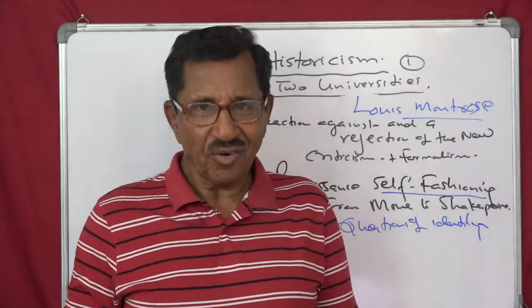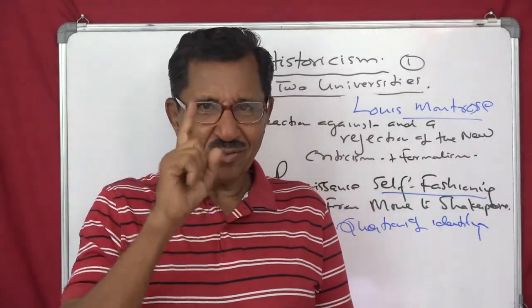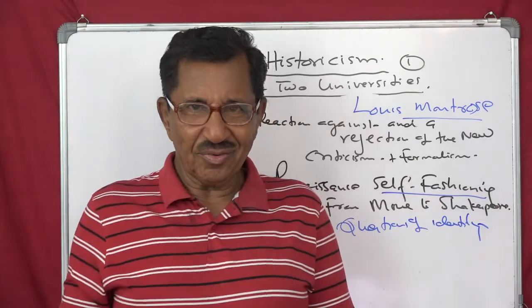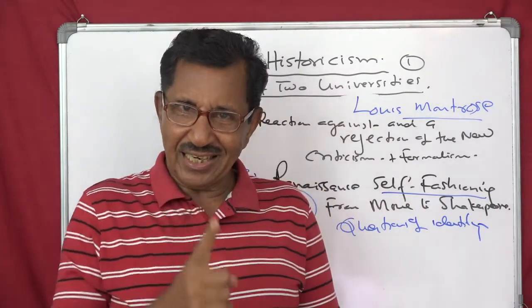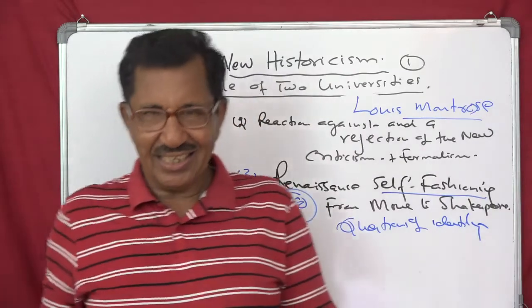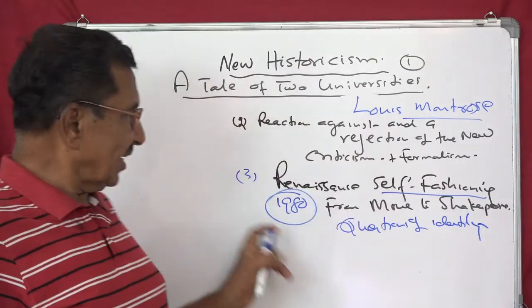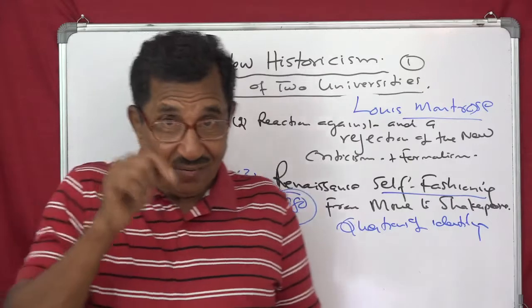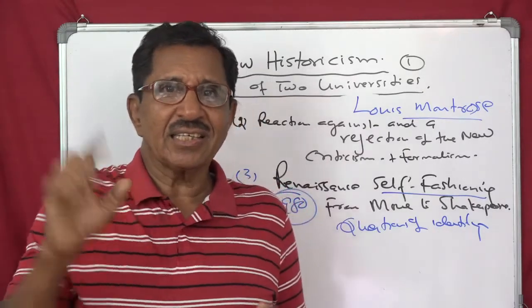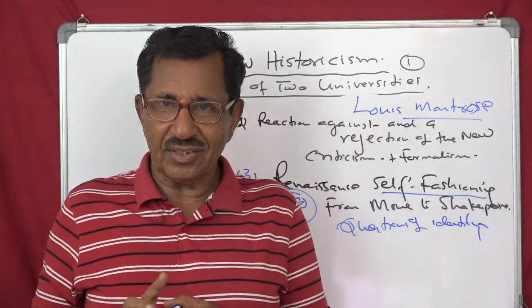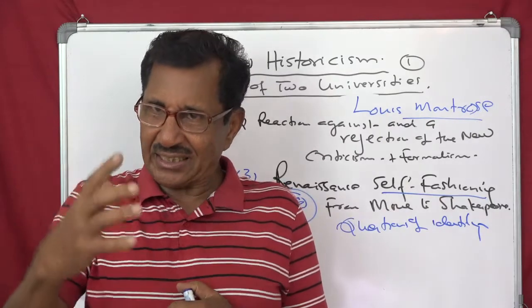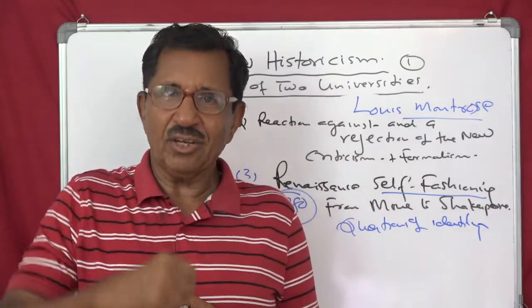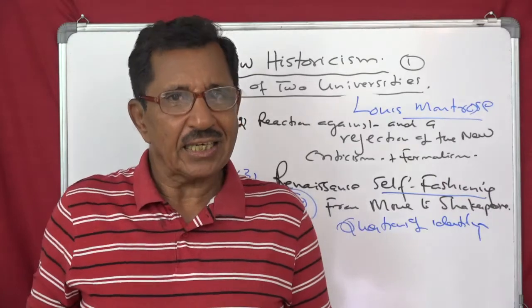Hope that you are following. Just 3 points. One, tale of two universities. Two, that is reaction and rejection. And three, Renaissance self-fashioning. From there he understood there must be tremendous influence. The background exerts tremendous influence on the production of a literary text.